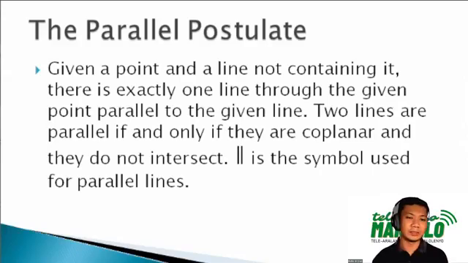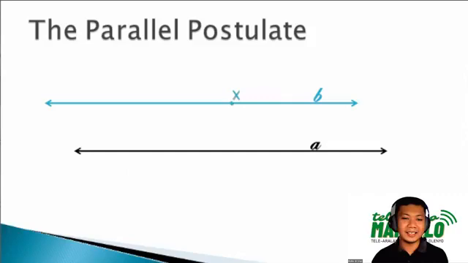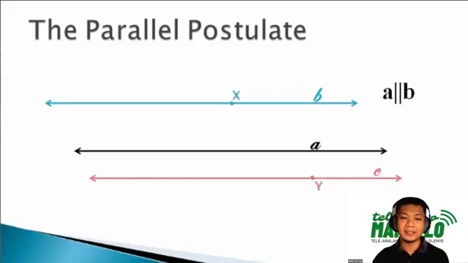But how do we illustrate that one? Given that we have line A and a point outside that line, point X, there is only one line that passes through point X parallel to line A. And we can call that line B. Therefore, line A is parallel to line B. Let's say, for example, we have another point, point Y, and we can create a line parallel to line A that passes through point Y. And we can call that line C. Line A is parallel to line C. How about if we defy that postulate?